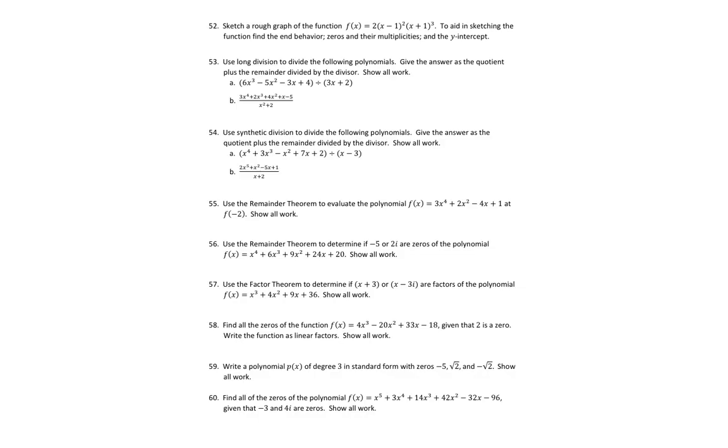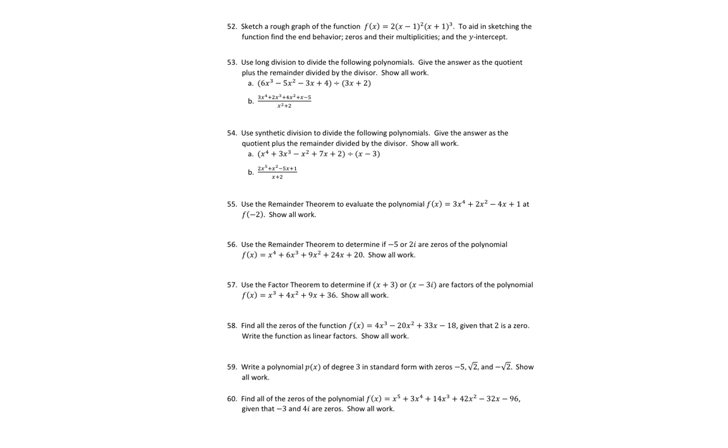Okay, so number 52 says sketch a rough graph of the function f of x equals 2(x minus 1) squared (x plus 1) cubed. To aid in sketching the function, find the end behavior, zeros and their multiplicities, and the y-intercept. Well, first, I'm going to list out my zeros. I'll do this part first. So, put zeros, and I'll do multiplicity, if I can spell that.